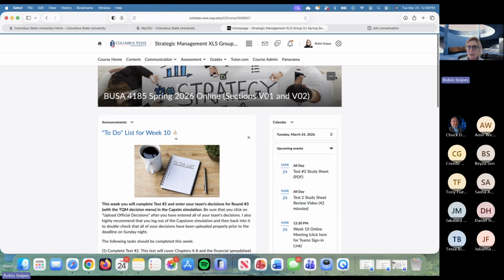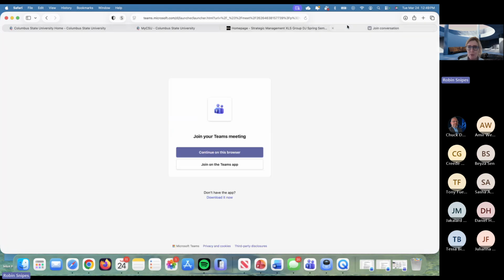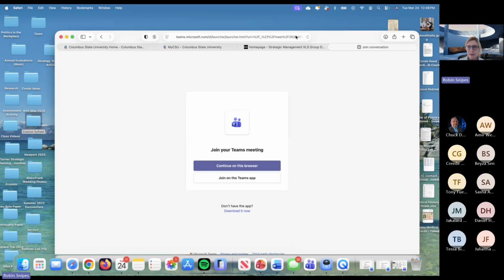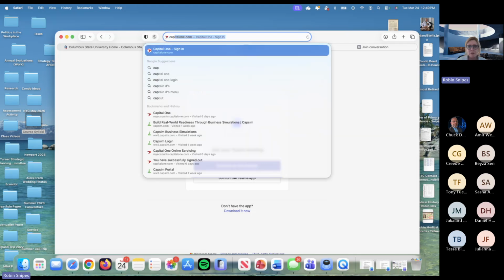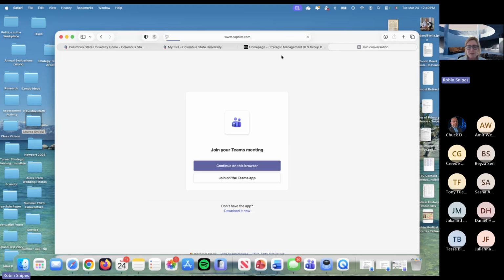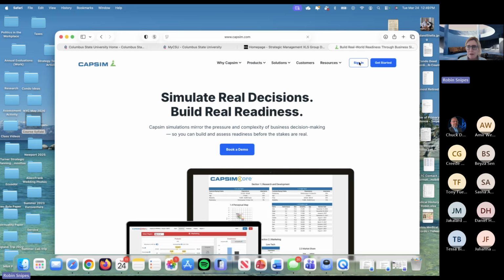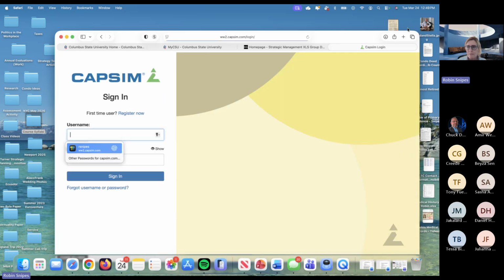Let's just take a quick look and see where the teams stand right now in the simulation. And by the way, we won't be covering any new material this week because of the test. We really want to focus on preparing for the test and then working on your team SWOT and also your team CAPSIM simulation decisions. So let's go here and see where everybody is on that.